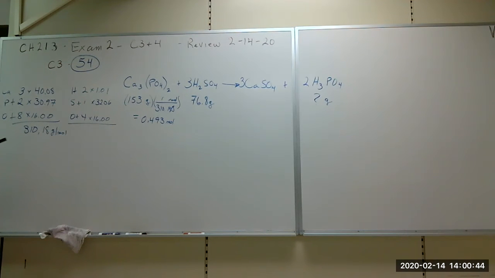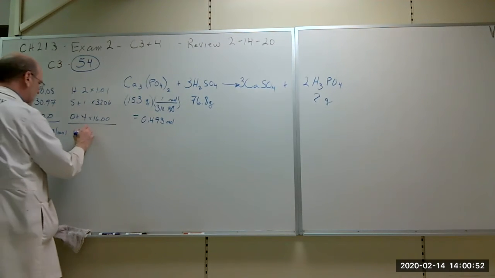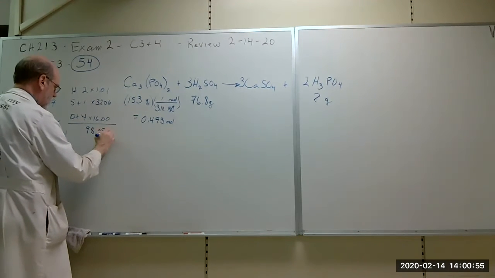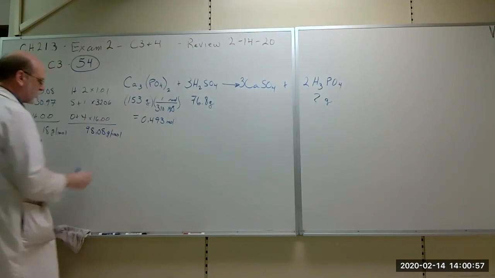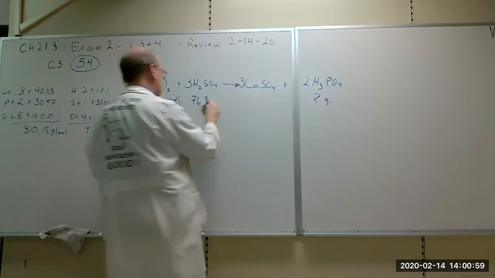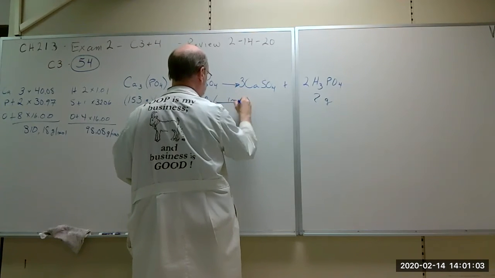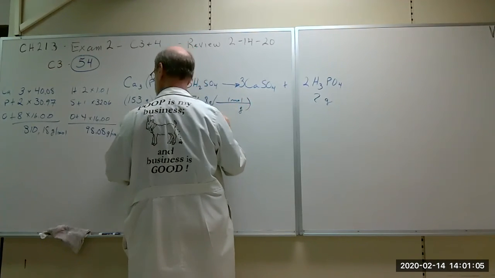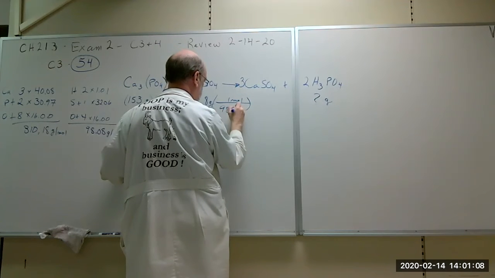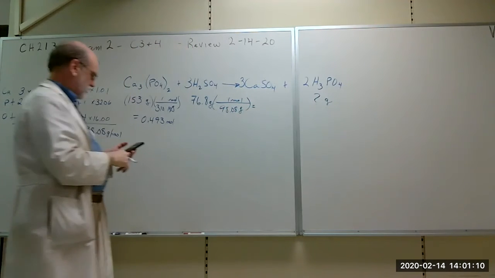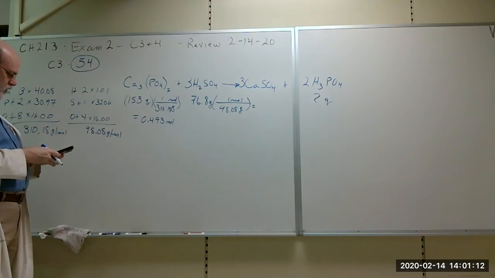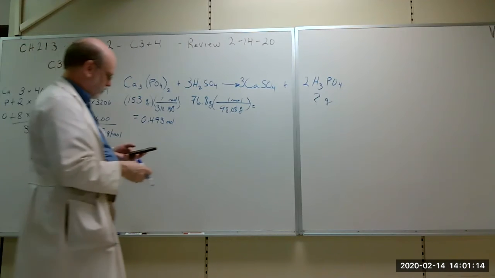So I need 2.02, 32.06, and 4 times 16 is 64. We get 98.08. This is the molar mass of sulfuric acid. So now we can convert sulfuric acid to moles, 98.08. We'll divide that into 76.8. I get 0.783.